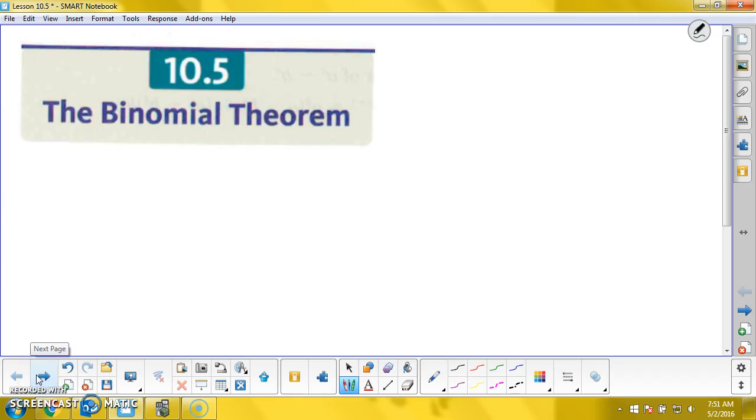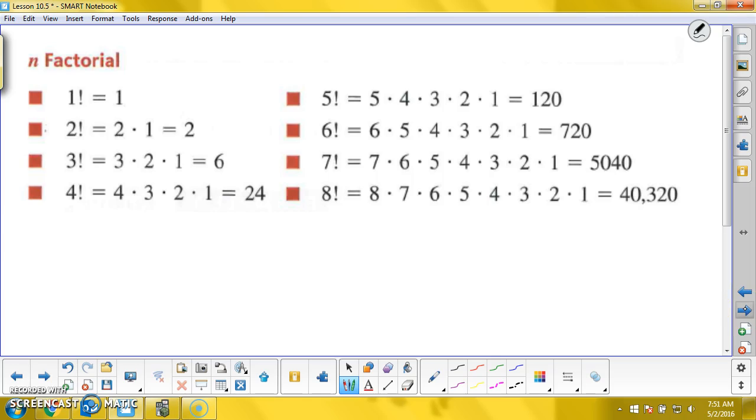Today we're going to do an introduction to lesson 10.5 on the binomial theorem. And actually we're just going to be working on some skills that we'll use to work out the binomial theorem, and tomorrow I will introduce the binomial theorem to you. So the first thing we need to discuss is the concept of factorials.